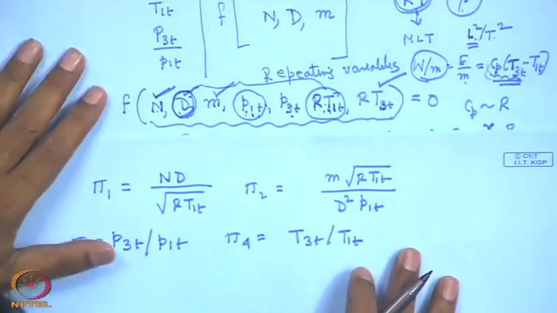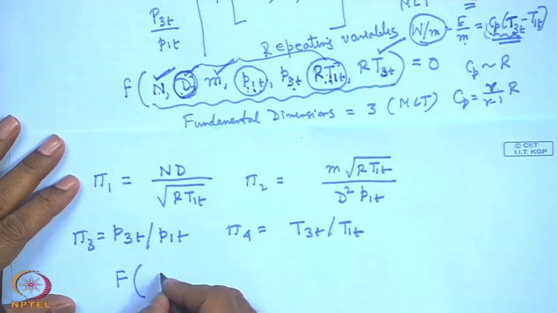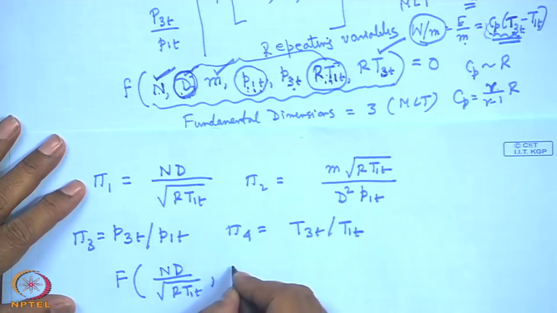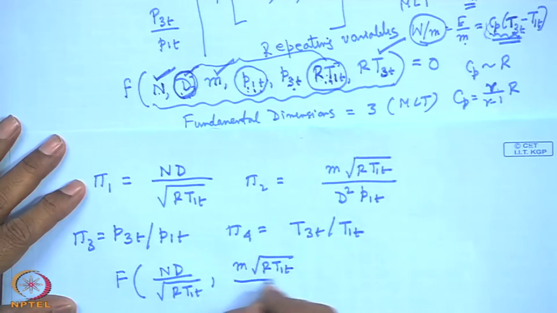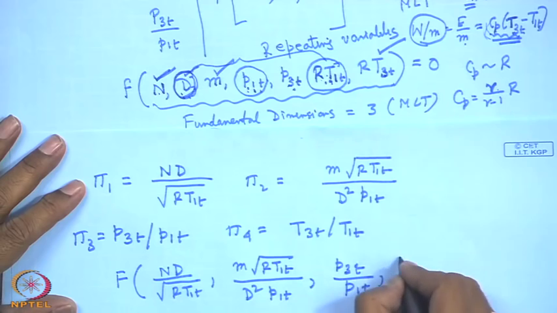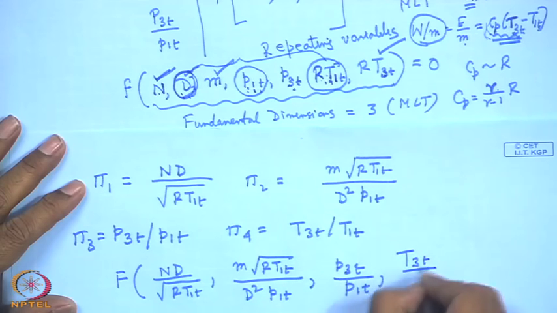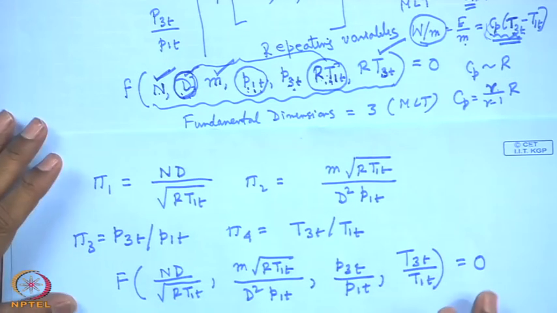Okay. Now, therefore, the equation can be written as some functional relationship of the non-dimensional terms. That means ND by root over RT1T, M root over RT1T divided by D square P1T, P3T by P1T, T3T by T1T, the ratio of total pressures and the ratio of total temperatures, is equal to 0.